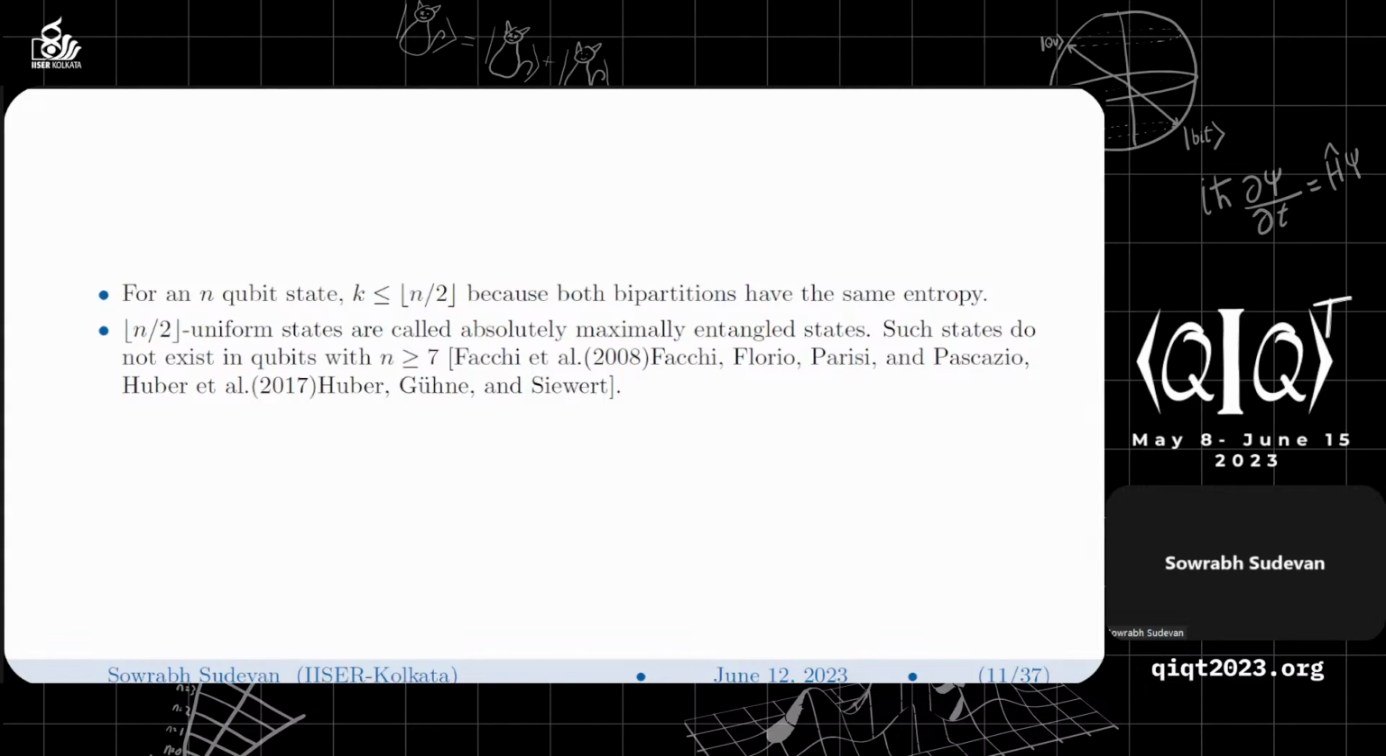It turns out that the first work on this was done by an earlier paper, a 2008 paper, which shows that such states do not exist for n greater than 7. And a very recent PRL in 2017 showed that such states are not possible for 7 either. So this is the case of qubits. Such states can exist for higher-level systems, like qutrits, or d-level systems. But for the purpose of this talk, we will stick to just qubits.